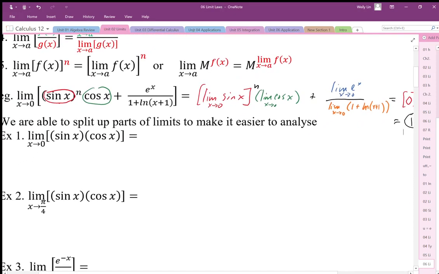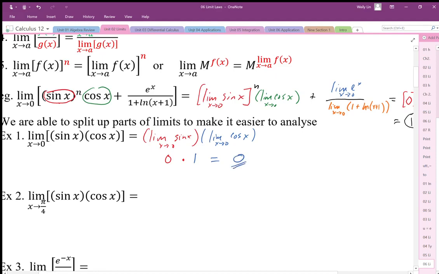So, in a case like this, we can take the limit of the sine function independently of the cosine function. So limit as x goes to 0 of sine x, and multiply that with the limit of cos x as x goes to 0. Okay, so that limit of sine x going to 0 is equal to 0, times cos of 0, which is 1. So we have 1 times 0, so that's equal to 0.